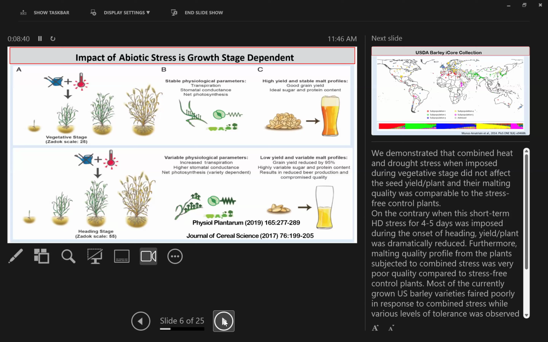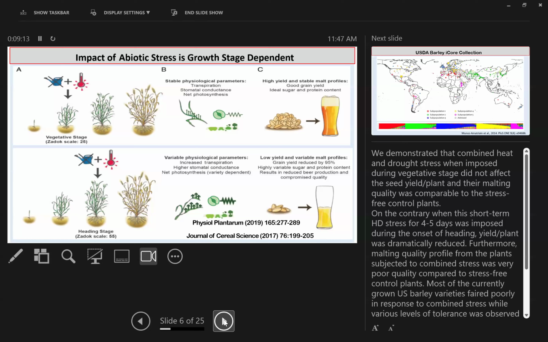On the other hand, you hit the same stress during heading stages. Okay, boy, it's a big difference. There were big fluxes in all the photosynthesis parameters that we evaluated. And then the malt quality profile looked terrible. In fact, this paper in Physiologia Plantarum was selected as one of the best papers. And this cartoon comes from their cover article, which cited us for this work.